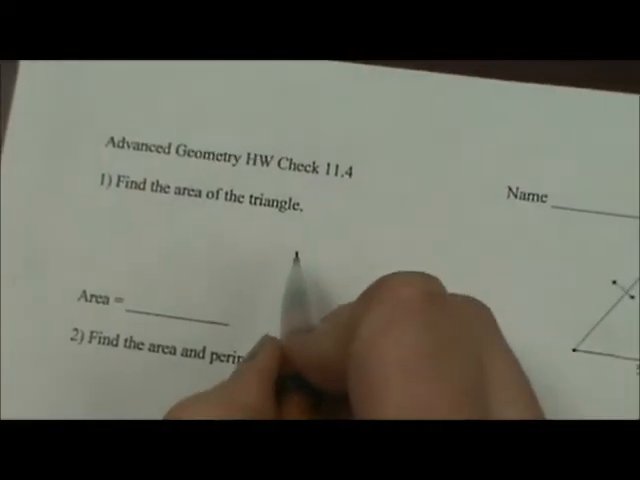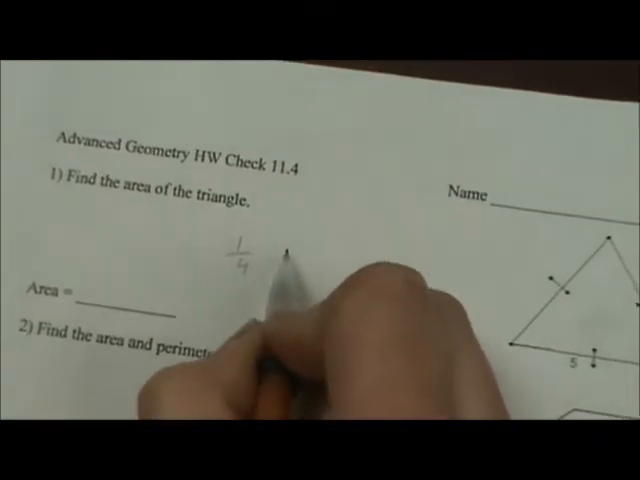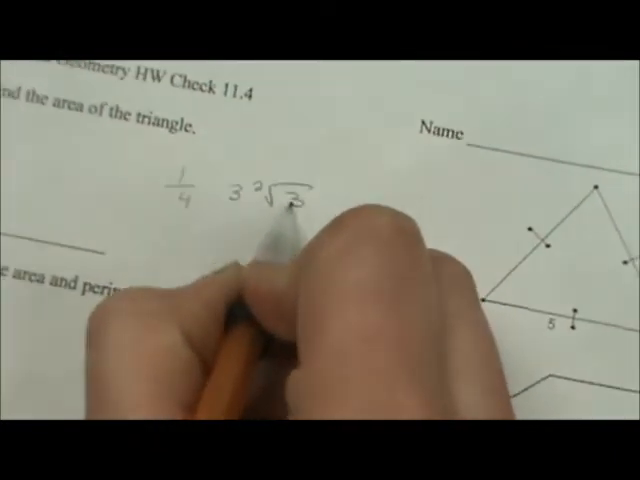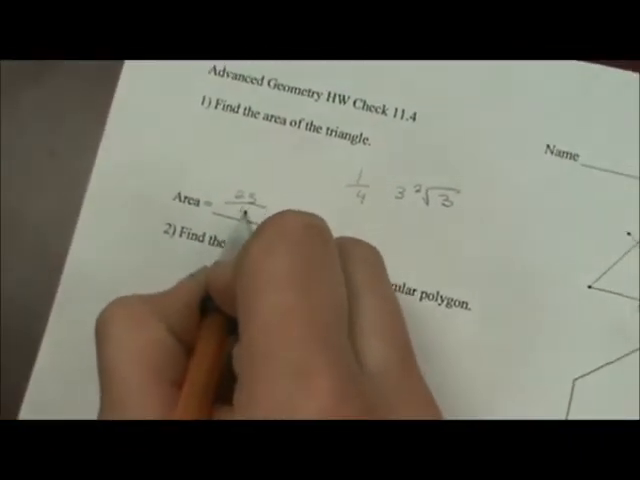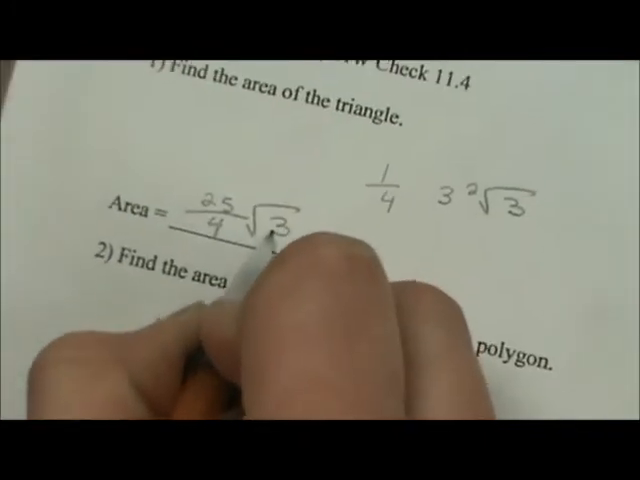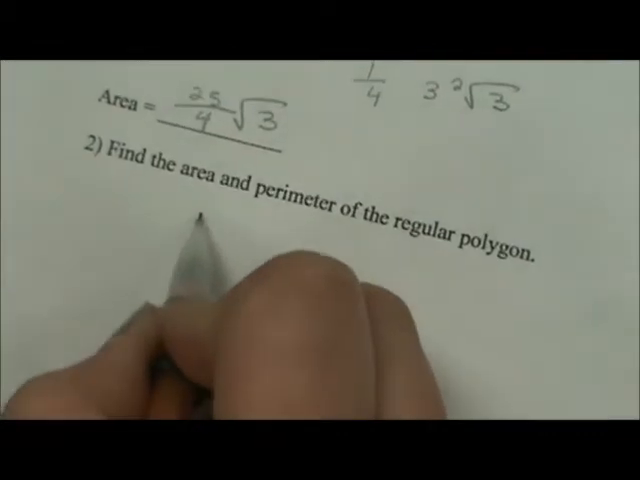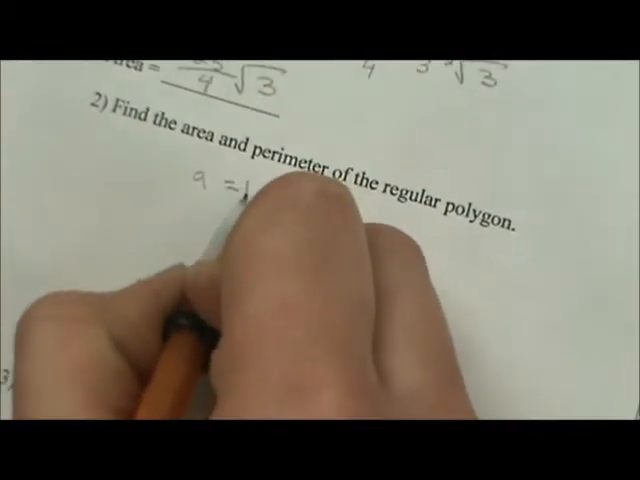Okay, for number 1, we have to find the area of the triangle. So we take 1/4 times 3 squared times the square root of 3, and we get 25 over 4 times the square root of 3. For number 2, find the area and the perimeter of the polygon.